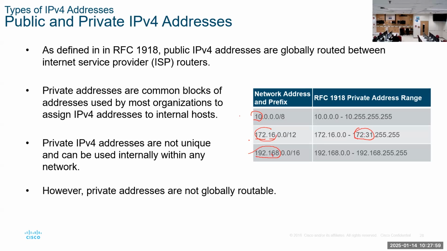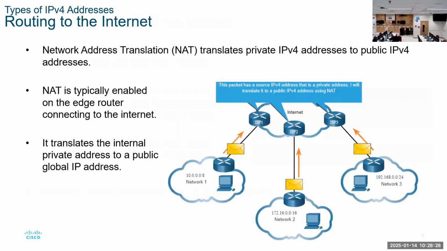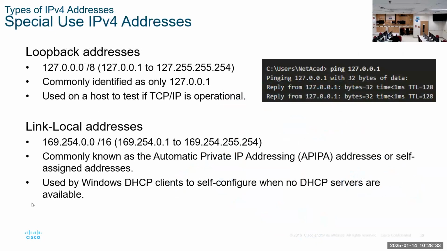Make sense? Okay. And remember, it's very important that private addresses are not globally routable. You cannot go over the internet. If you want to, you have to translate it. And when you learn about NAT, they use NAT here. NAT means network address translation. You have to translate it from private to public in order to go to the internet. Okay, that is network address translation.